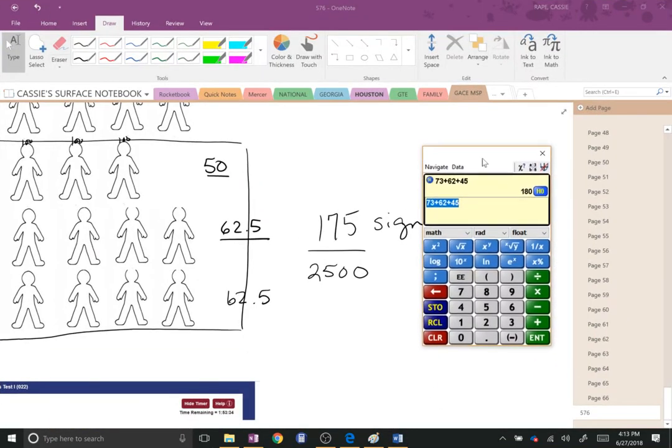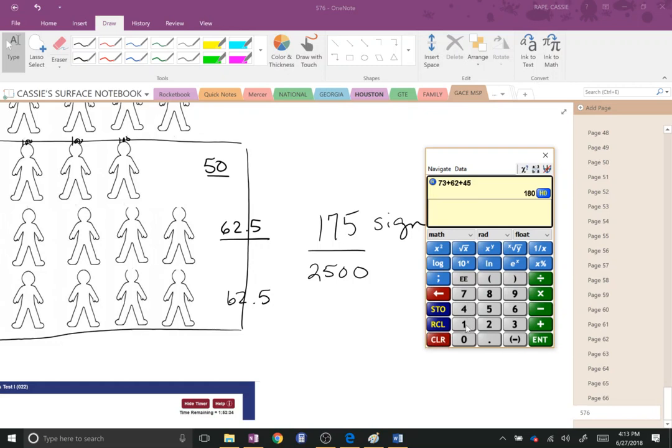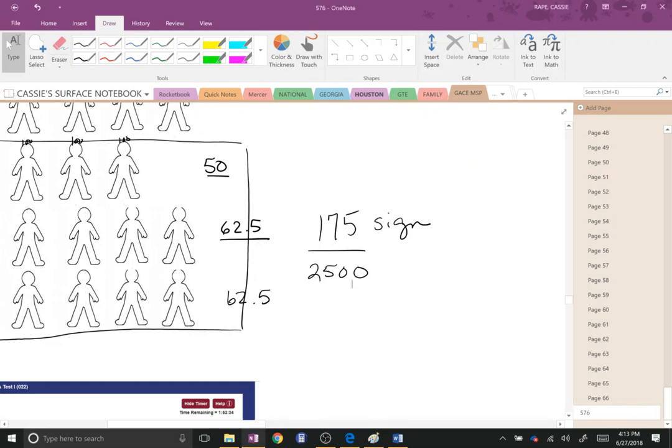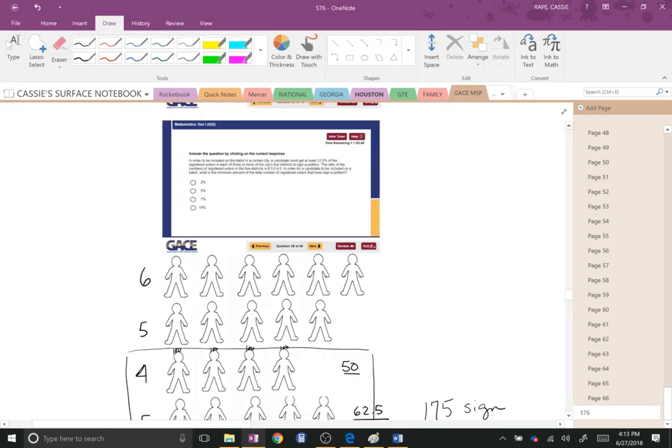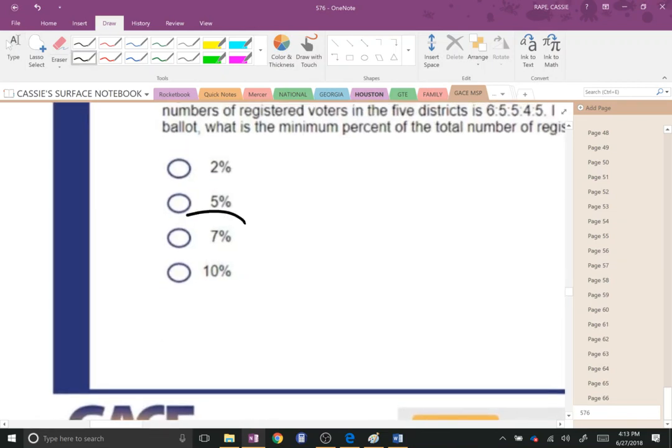So that would be 175, clear, 175 divided by 2,500, enter, and we're going to multiply it by 100 to put it back in percentage form. That is 7%. So it is possible to become a candidate with only 7% of the vote. C is the answer.